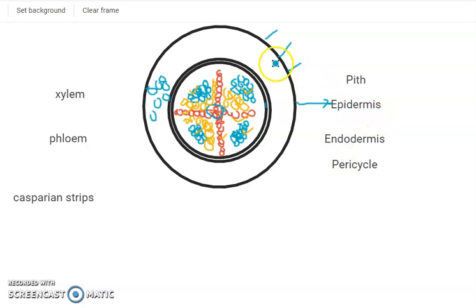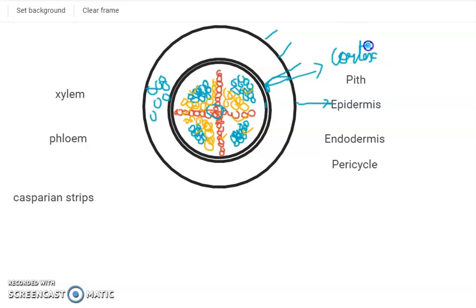Next to epidermis is the next layer, which is called as cortex. So this part completely, it is the cortex, right? So here this line, starting from this circle till the epidermis, it is called as cortex, right? And what does this cortex include? It includes the parenchyma cells and also the endodermis, right? So cortex includes parenchyma cells and endodermis, right?